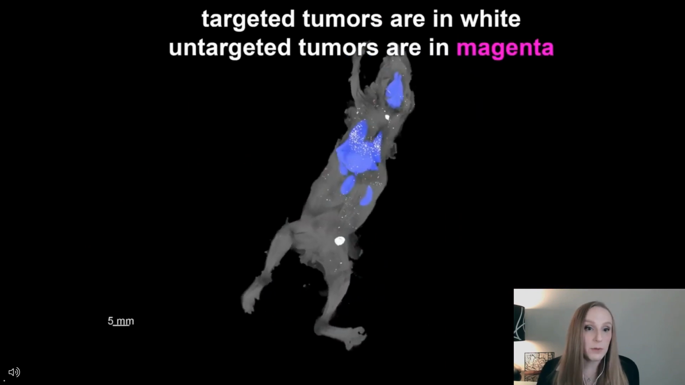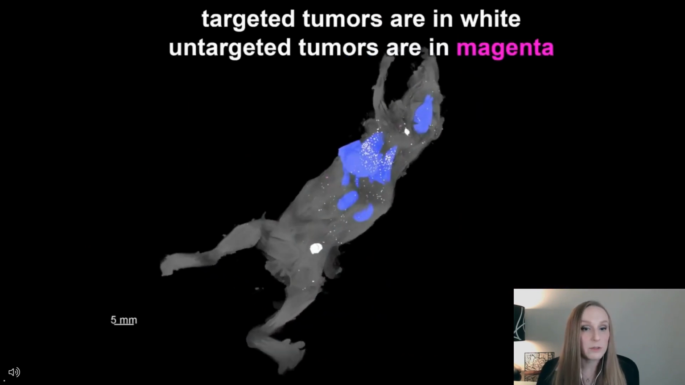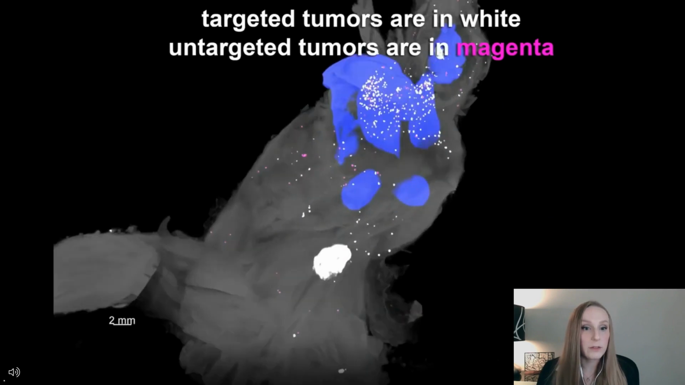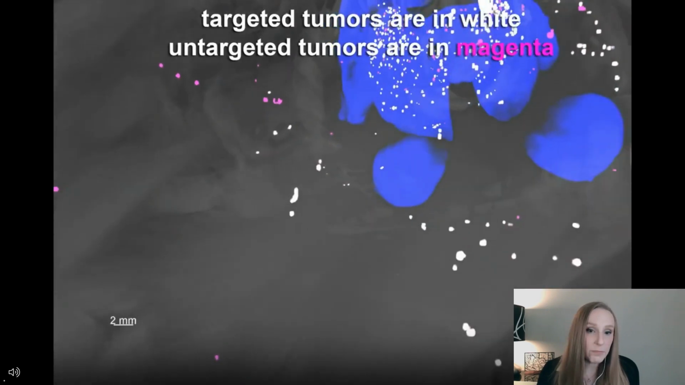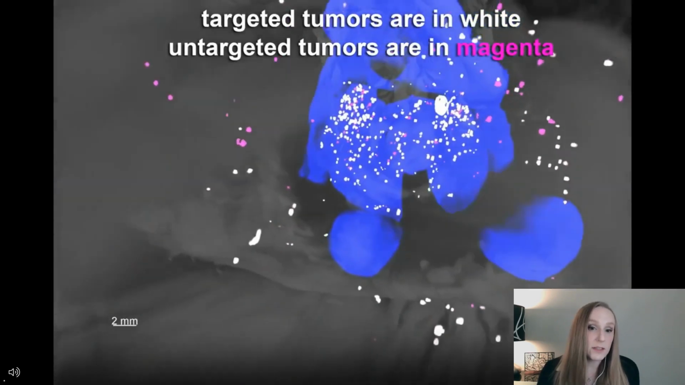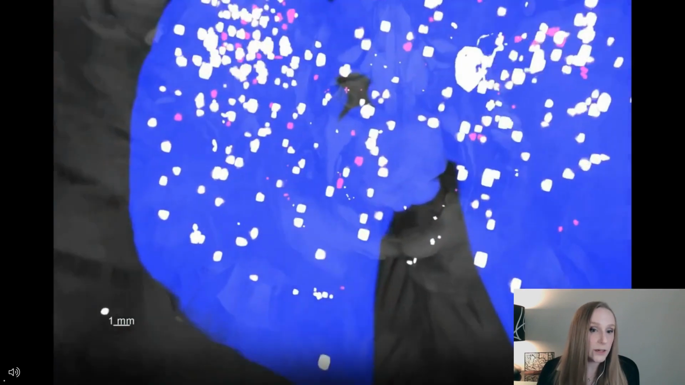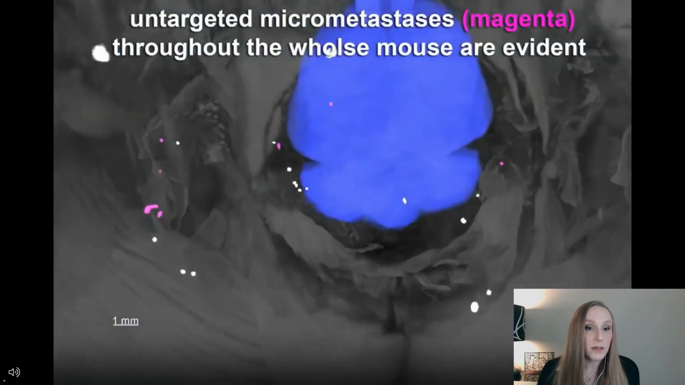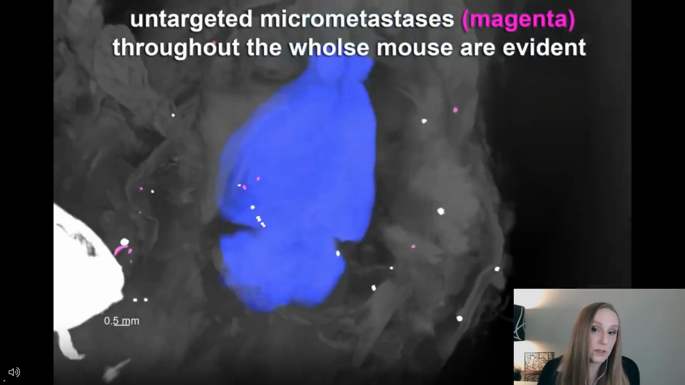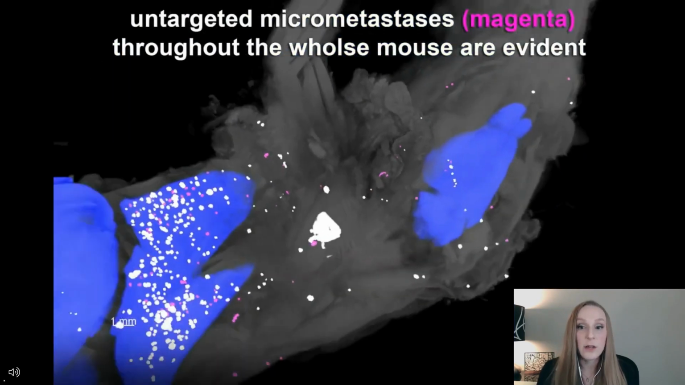Now as we're looking at it, you'll see the targeted tumors are actually in white. The untargeted tumors are in magenta. And we can see that there is a difference: there are some that obviously have been targeted, but there are still some that are not targeted throughout the mouse. And the one thing that they were interested in is, why is that?